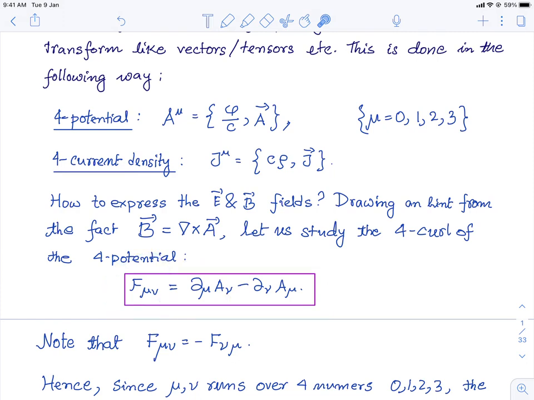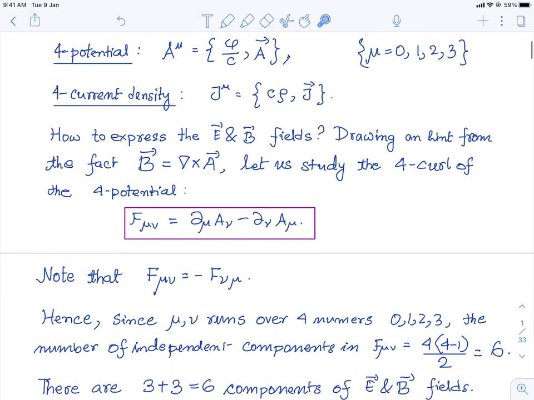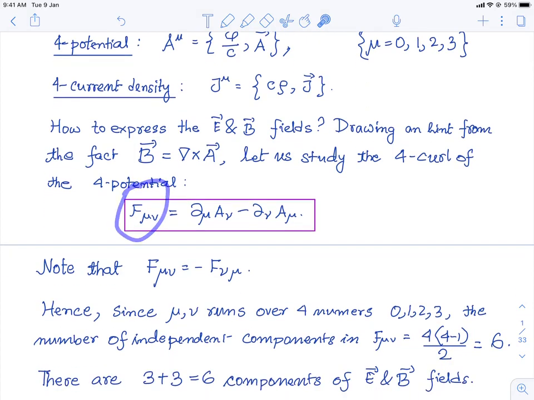The first thing we want to observe about this tensor is that it is antisymmetric in the indices mu and nu. That means if we interchange mu and nu, I should get a minus sign. What do I mean by that? Let's say I have F01, then that should be equal to minus F10. The two components have the same magnitude, but they differ by a sign. That's what I mean by this tensor being antisymmetric.